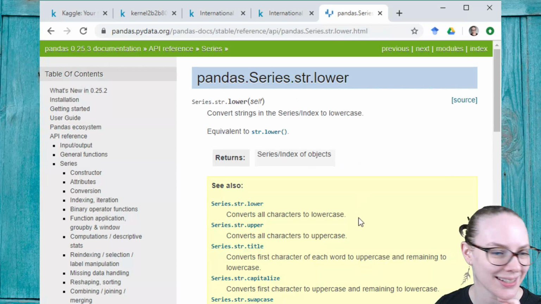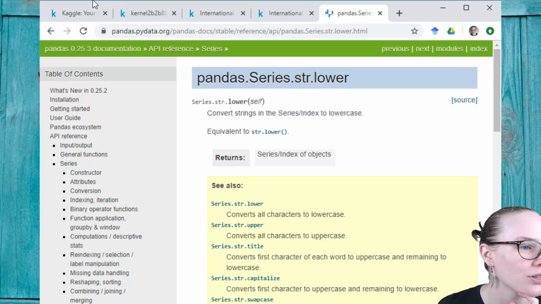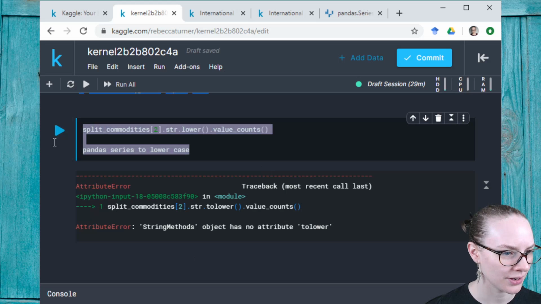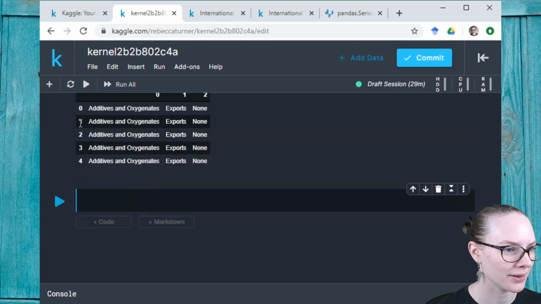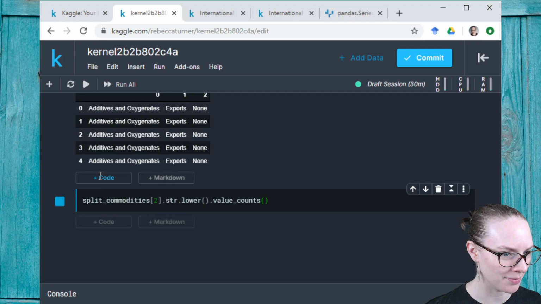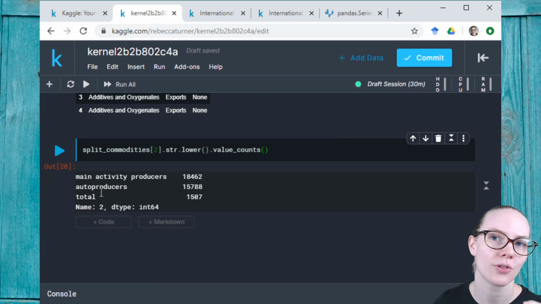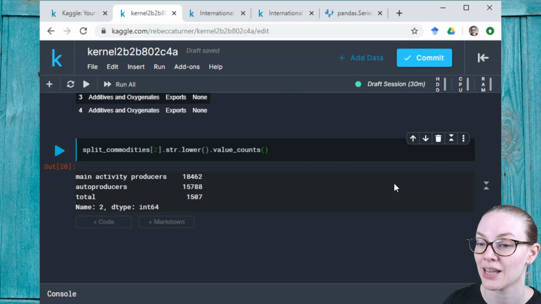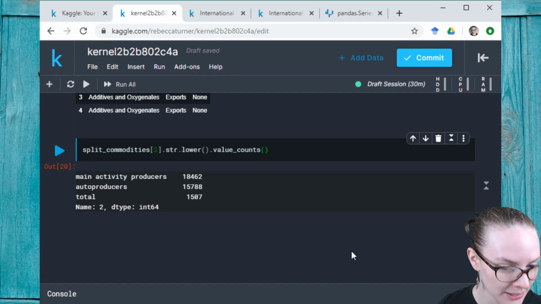Oh, it's just lower. It's not too lower. All right, and it's string to lower? It is string to lower. Get rid of you. Nope. You're not code. Goodbye. There we go. All right, so now we just have three distinct values here: total, auto producers, and main activity producers. And I think that column is pretty much clean now once it is lowercase.